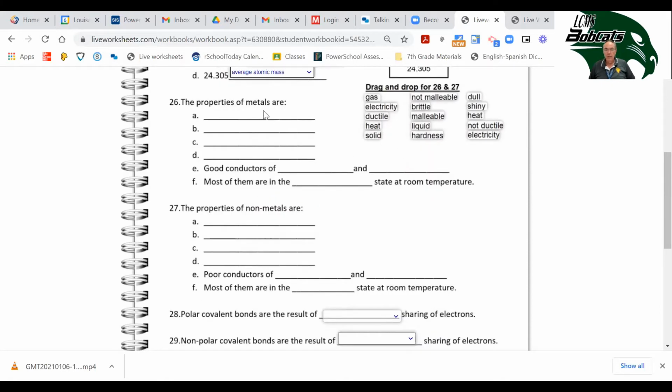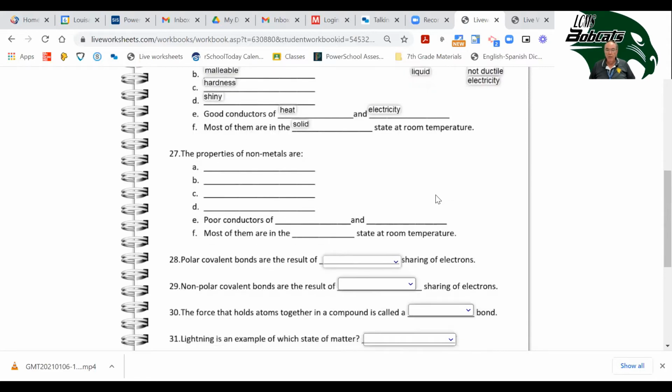It says drag and drop for 26 and 27. What are the properties of metals? Metals are ductile. That means they can be pulled out into wire. They're malleable, which means that they can be bent and pounded into shape. We said they have a certain amount of hardness, like iron is really hard and gold is soft. Metals are shiny. They're all good conductors of heat and electricity. And metals, most of them, are solid at room temperature.